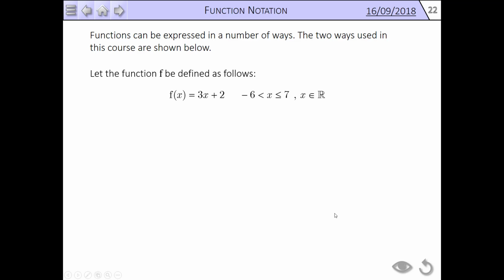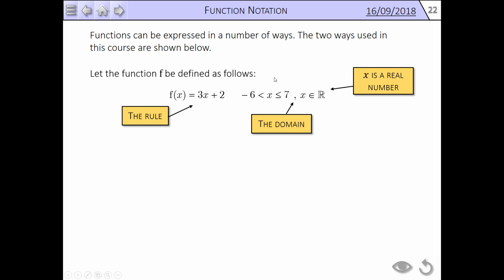In our example here, we have f of x equals 3x plus 2. That's called the rule. On the right hand side here, we have -6 is less than x is less than or equal to 7, and we're told that x is a real number. This part is called the domain of the function. It's giving us specific details about what the input values can be.